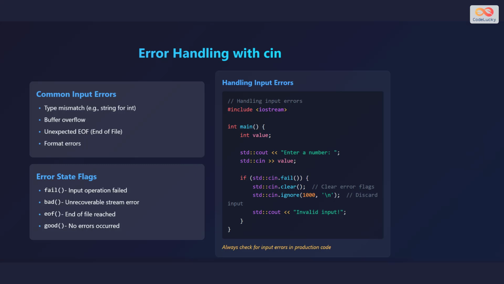Let's look at how to handle input errors in C++. The code starts with including the iostream library. In the main function, an integer variable value is declared. The program prompts the user to enter a number, then reads the input into the value variable. After reading the input, it checks if the input failed using cin.fail. If it did, the program clears the error flags using cin.clear, discards the invalid input using cin.ignore. Then it displays an error message. By handling input errors, we make our programs more robust and user-friendly.